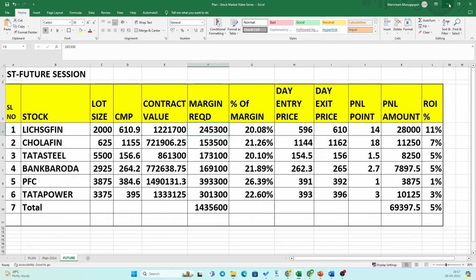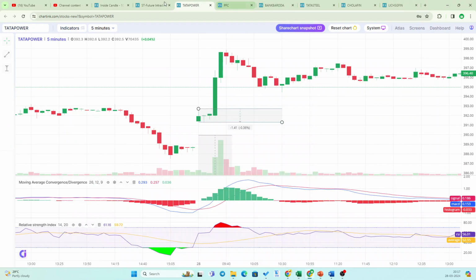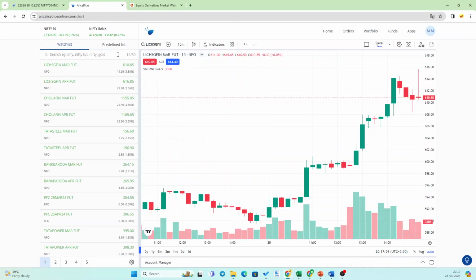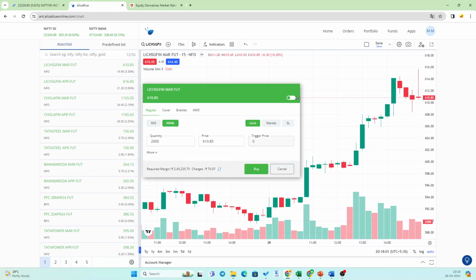You can see that in our terminal. This is LIC Housing Finance. I'm just putting in one contract. This is a buy. You can see here the contract quantity is 200, and the required margin is 2,45,000. You can see the required margin here.